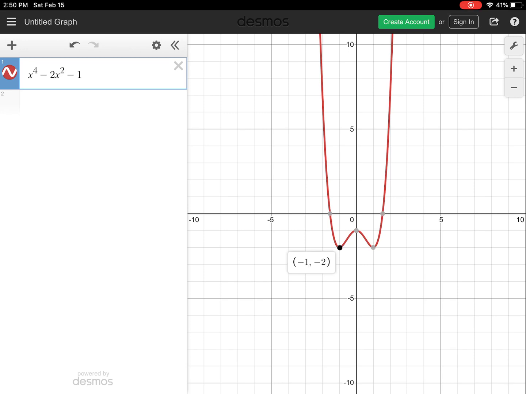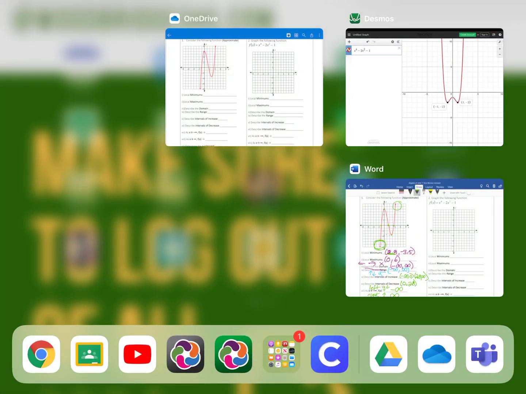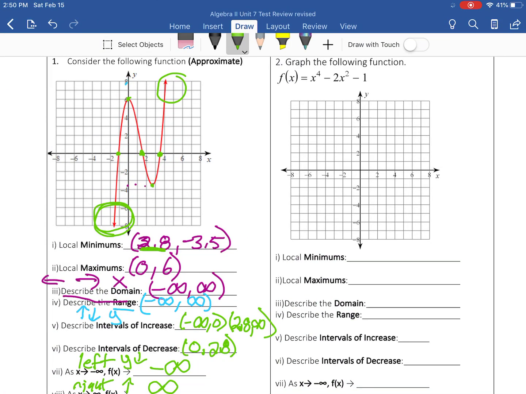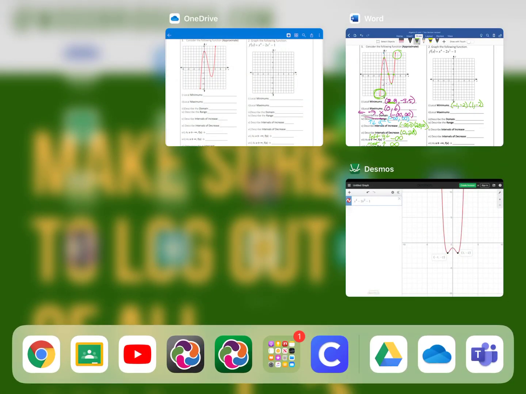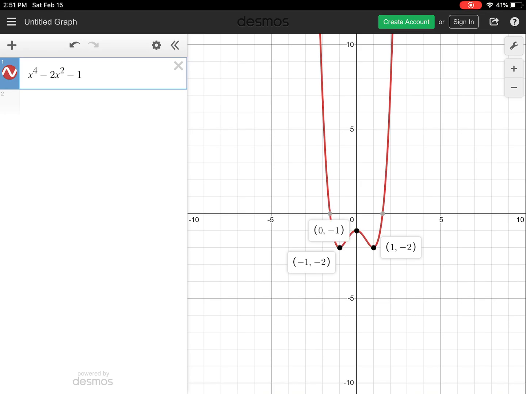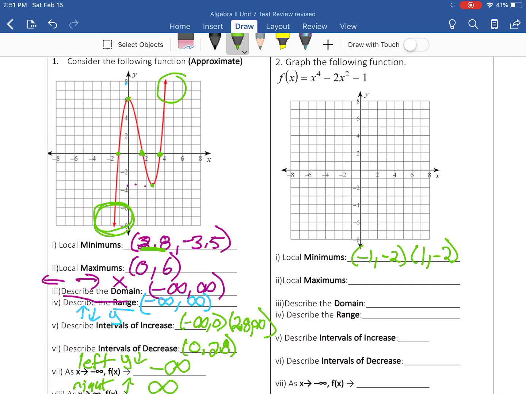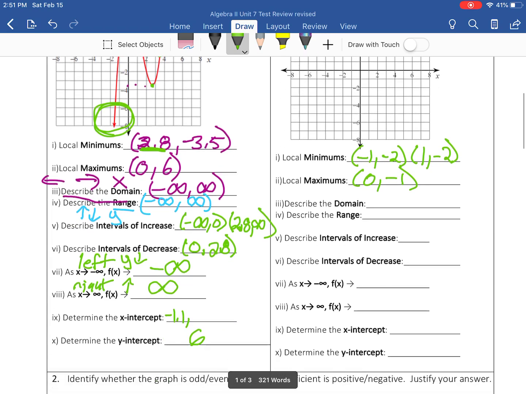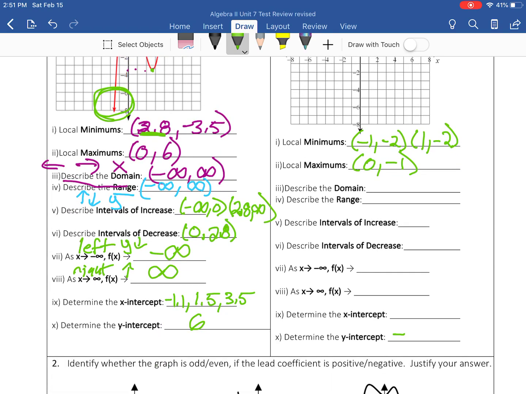So I'll start with my local mins, (-1, -2) and (1, -2). So I'll put that in here. So (-1, -2) and (1, -2). My local max was this point right here, which was (0, -1). Okay, so that was (0, -1). That (0, -1) was also the y-intercept of my graph.